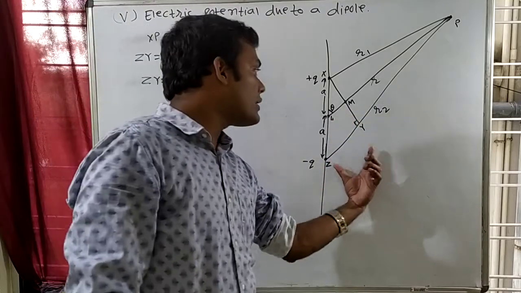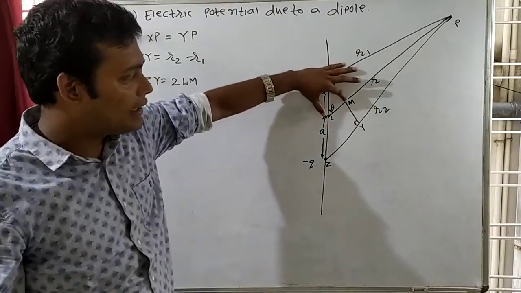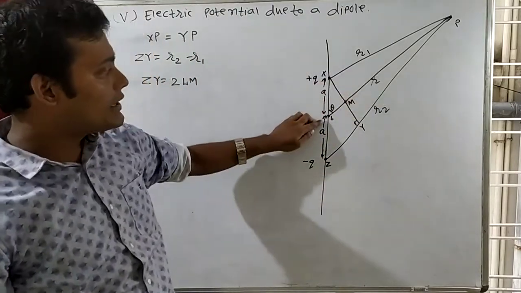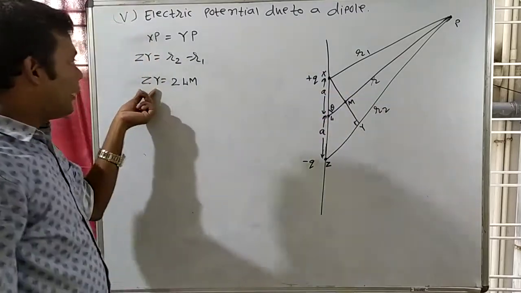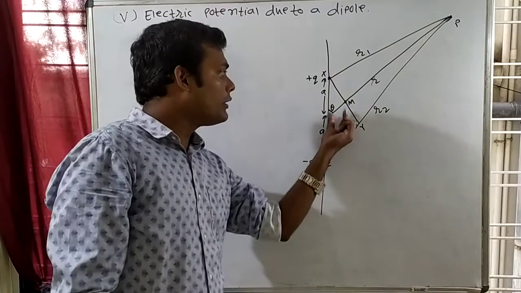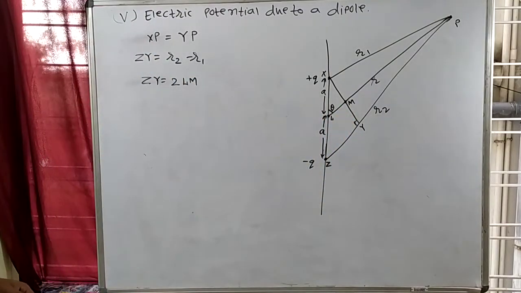This distance is twice of this distance, because this is a triangle and this is coming in between, because this is the middle point of the triangle. So can we say that ZY, this distance, is equal to double of this distance? I have taken this approximation.